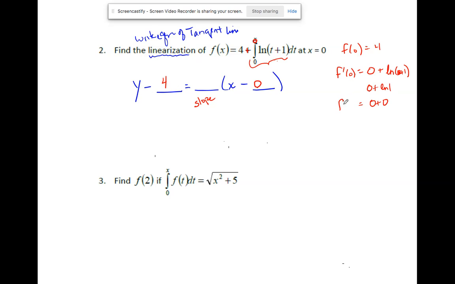So f prime of 0 is 0, which means my tangent line is y equals 4. And if you want to be super fancy, you can say linearization of x is 4. You don't have to, though. You could leave your answer like this, and it would be fine. Lame, but fine. So what about this one?